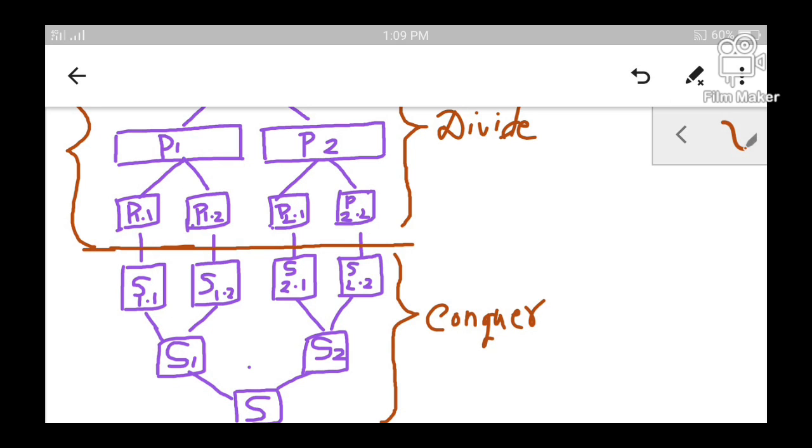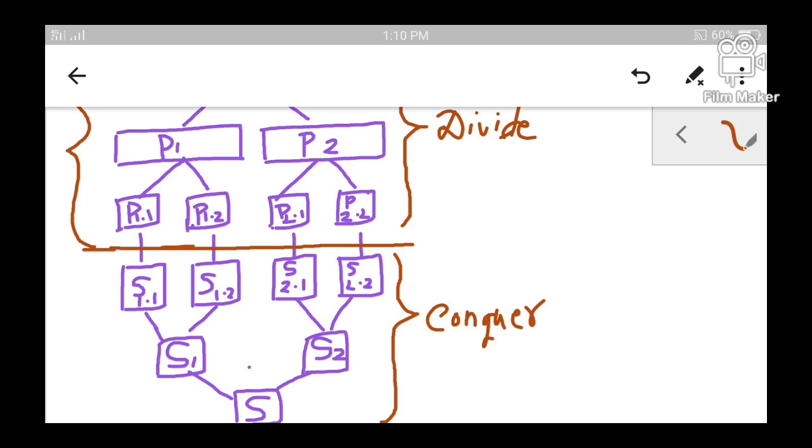Similarly, we know that P2 was divided into P2.1 and P2.2. So the solution of P2.1 and the solution of P2.2 can be combined together to get the solution of P2. S2.1, which is the solution of P2.1, and S2.2, which is the solution of P2.2, can be combined together to get the solution S2. Now S2 is actually the solution to the problem P2. So in this way, I got two solutions. One is S1, which is the solution of P1, and another is S2, which is the solution of P2.